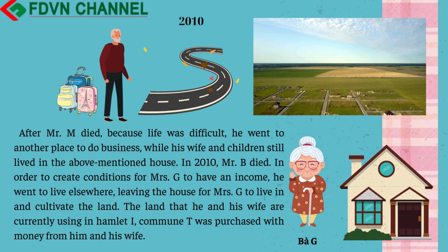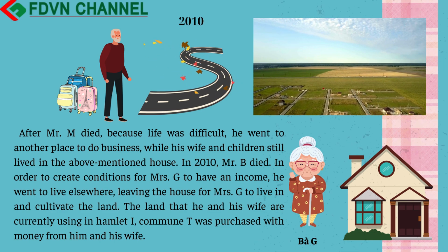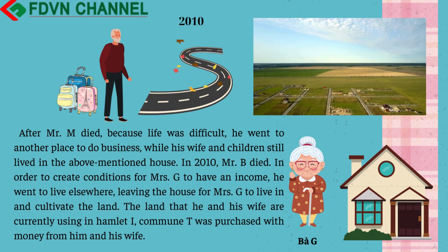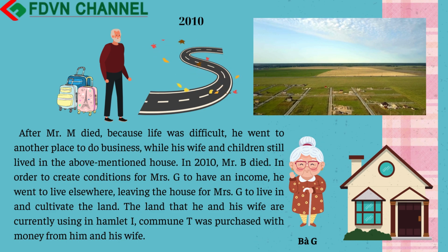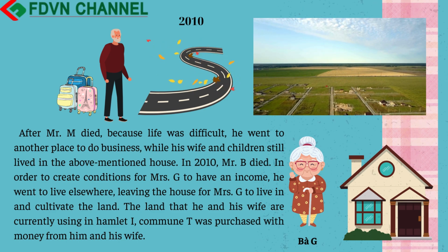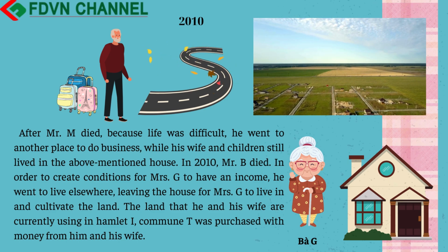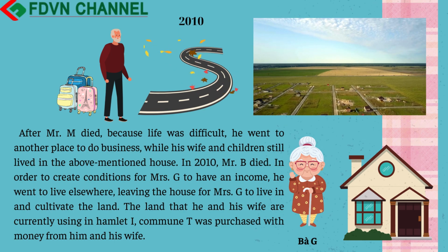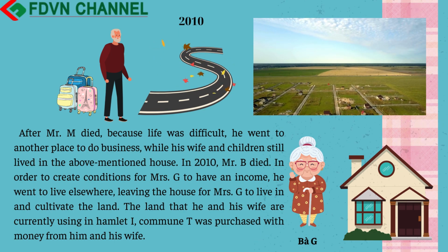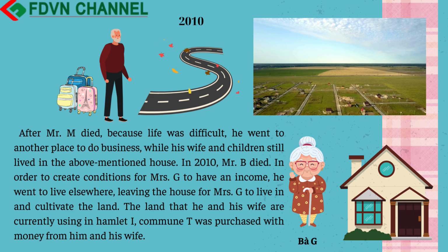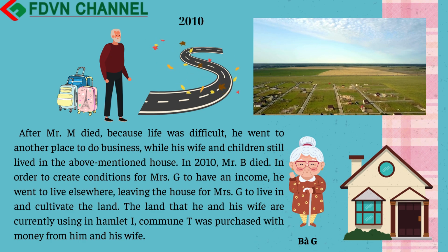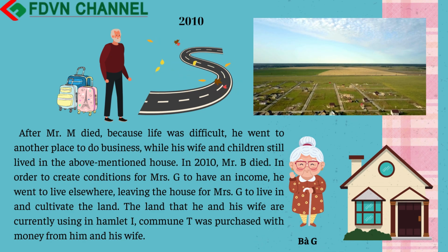After Mr. M died, because life was difficult, he went to another place to do business, while his wife and children still lived in the above-mentioned house. In 2010, Mr. B died. In order to create conditions for Mrs. G to have an income, he went to live elsewhere, leaving the house for Mrs. G to live in and cultivate the land.